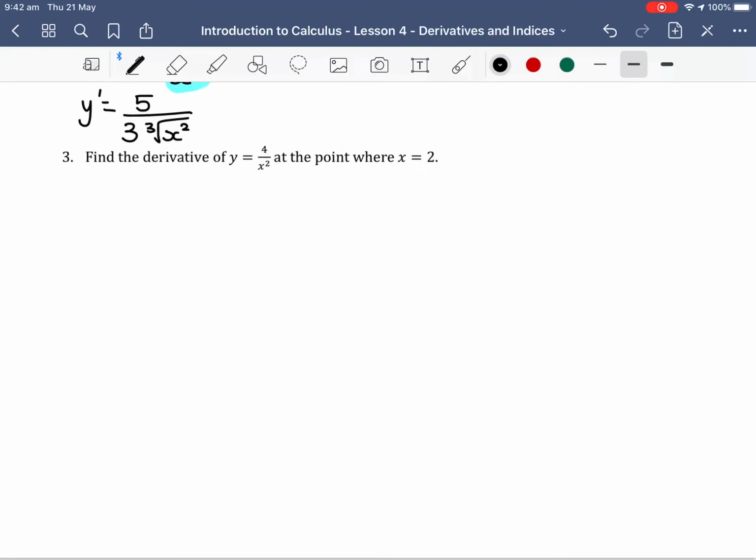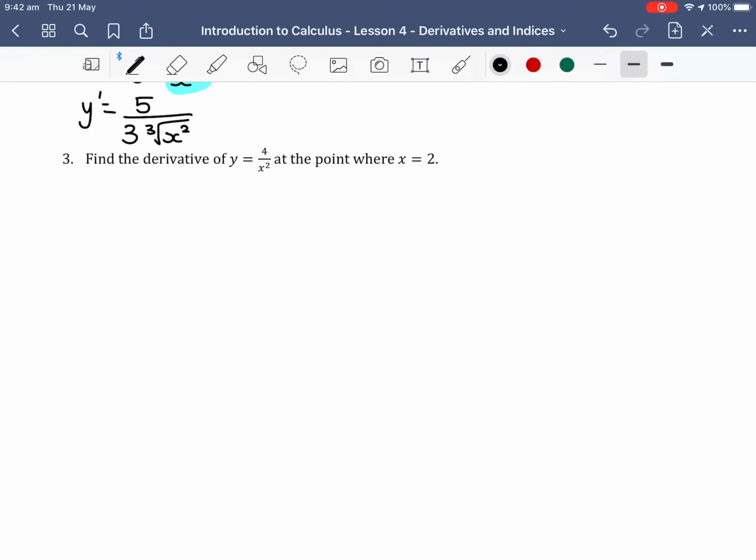Then for question 3, we want to find the derivative of y equals 4 on x squared at the point where x equals 2. We need to convert the function to a power of x first, and we want to get rid of the denominator. So we're going to write it as y equals 4x to the power of -2. Because we have 4 over x squared, we can write this as a negative index. And then we want to differentiate.